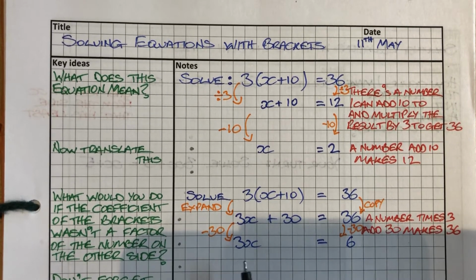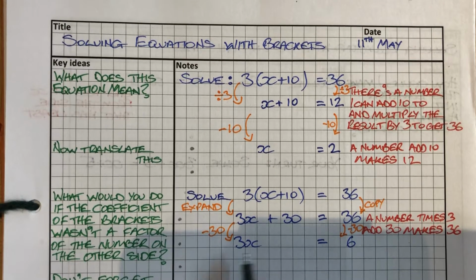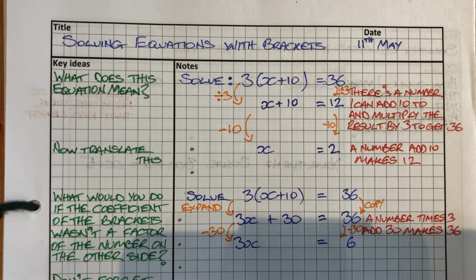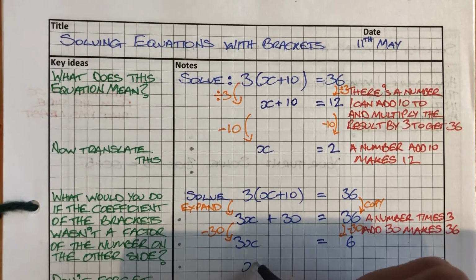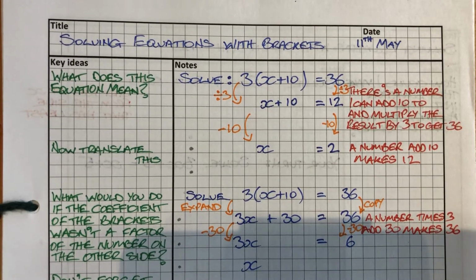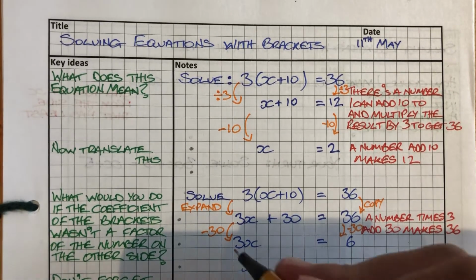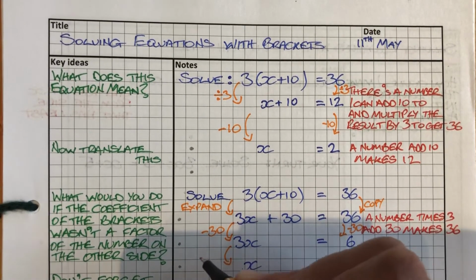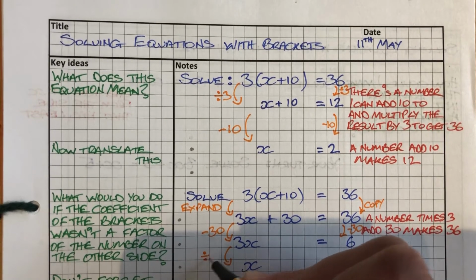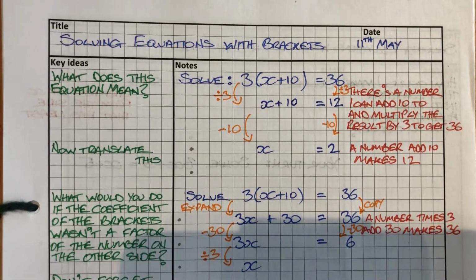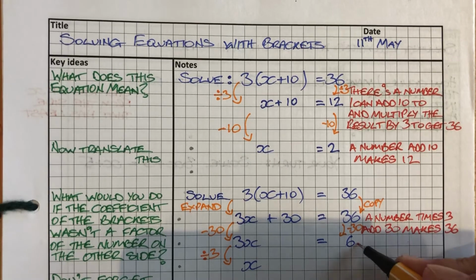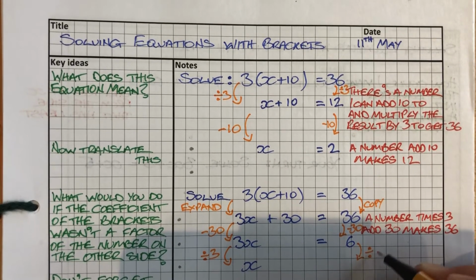Translate again. A number times by 3 is 6. I don't want the number times by 3, I want just the number. How do you get rid of times by 3? The inverse of times by 3 is divide by 3. If I divide by 3 on one side, I divide by 3 on the other side.